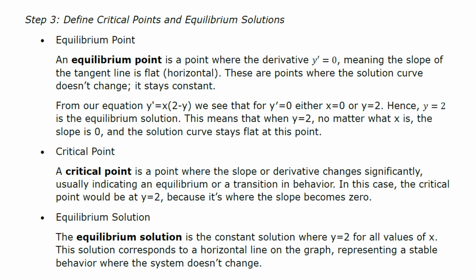Critical points are points where the slope or derivative changes significantly, usually indicating an equilibrium or a transition in behavior. In this case, the critical point would be at y equals 2 because it's where the slope becomes 0. An equilibrium solution is the constant solution where y equals 2 for all values of x. So this solution corresponds to a horizontal line on the graph representing a stable behavior where the system doesn't change. Okay.